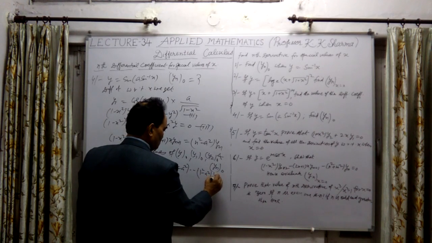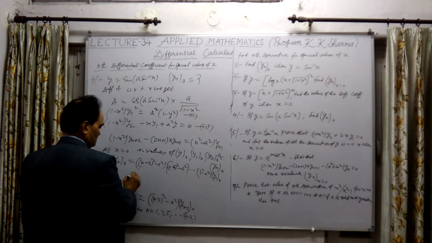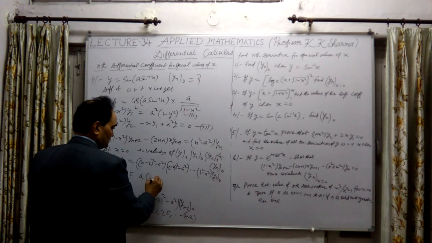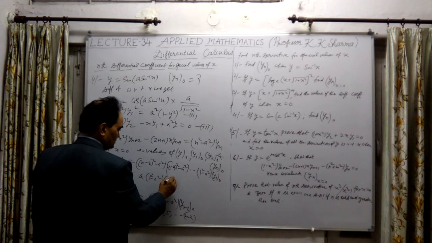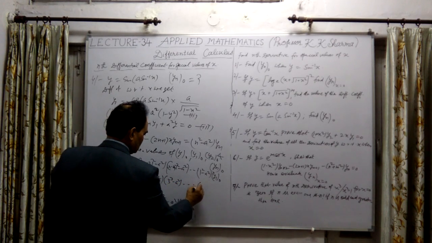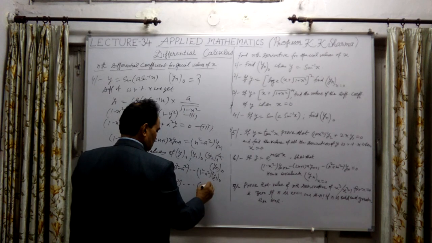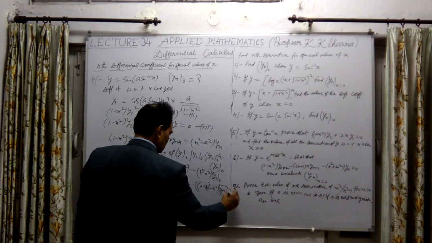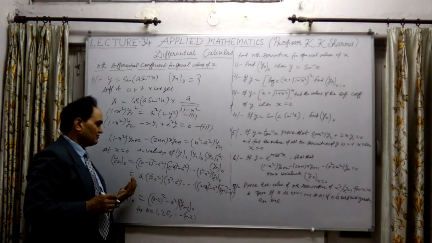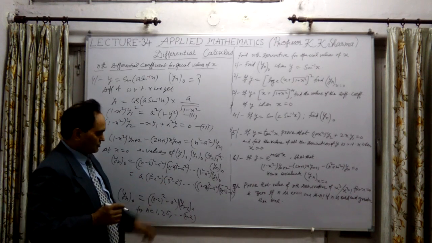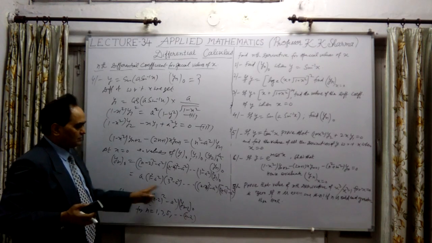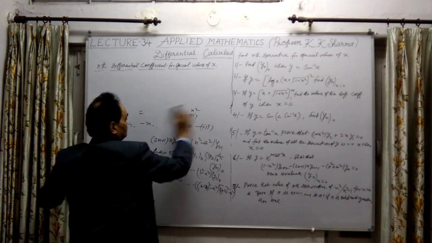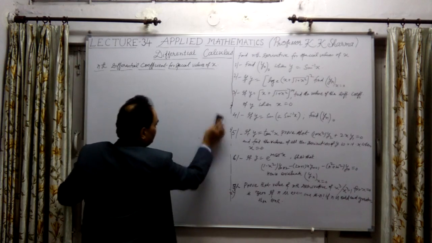Or 1 square minus a square. That means (1 minus a square) into y₁ at 0, but y₁ was a. So this is a into (1 minus a square), and a before it doesn't matter. This is 1 square, 3 square minus a square, and so on. The last will be (n minus 4) whole square minus a square, then (n minus 2) whole square minus a square. We could write this nth term first, then the last term will be a into this. So this is for all odd terms. For even terms, the value will be 0, that I am not going to write. This is for odd number of terms, so this is the value of yₙ, fourth question.